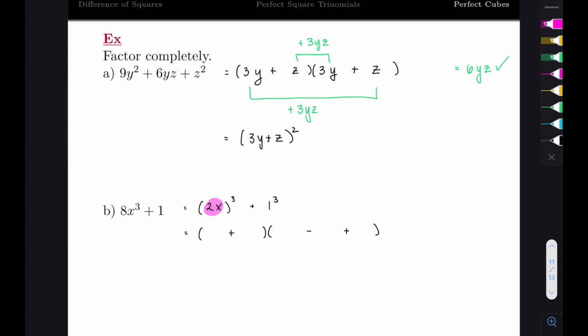Our front pieces are going to be 2x, and then 2x squared. The last piece is 1 and 1 squared. And then our middle term is we do 2x times 1. So multiplying out the things we need to, (2x) squared is 4x squared, minus 2x, and then luckily 1 squared is just 1.